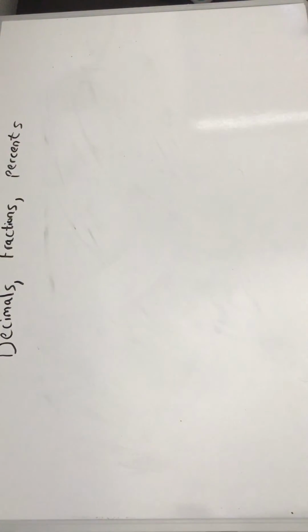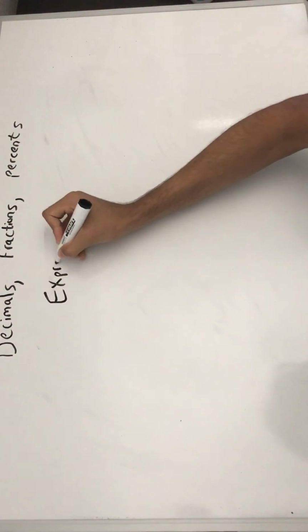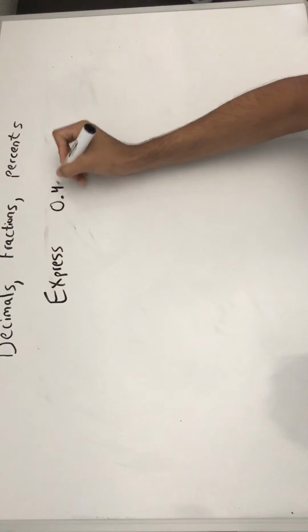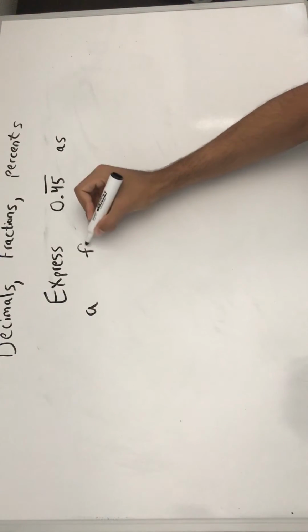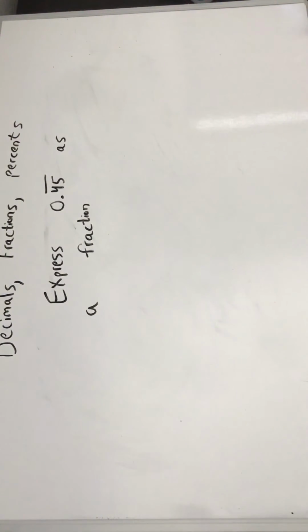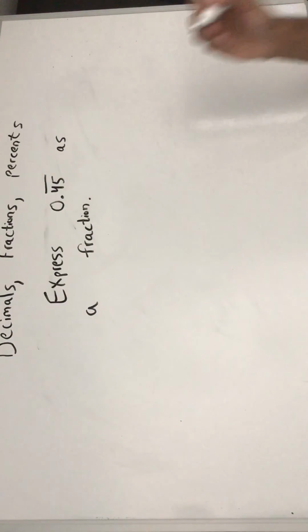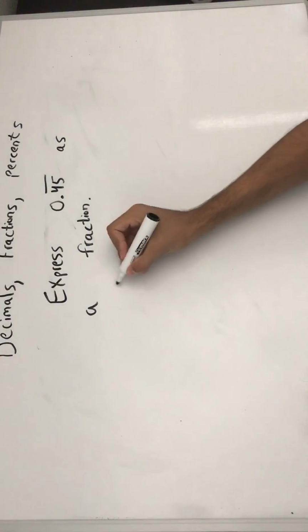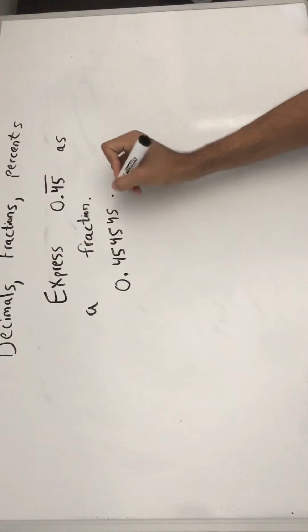Now, there are other parts too. You may have something that's a recurring decimal. For instance, if you're given something like express 0.45 recurring as a fraction, this can be challenging because it's not as easy as expressing 0.4 as a fraction, which we all know is 2/5. Now, if we have to express this, let us make a visual representation of this. So 0.45 repeating is 0.45, 45, 45, and so on.